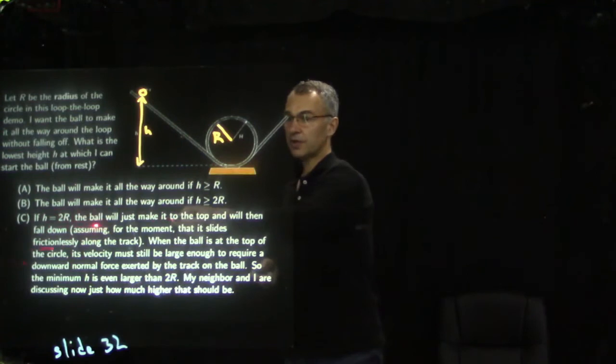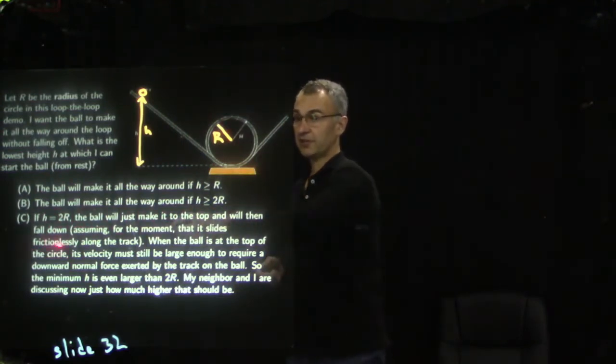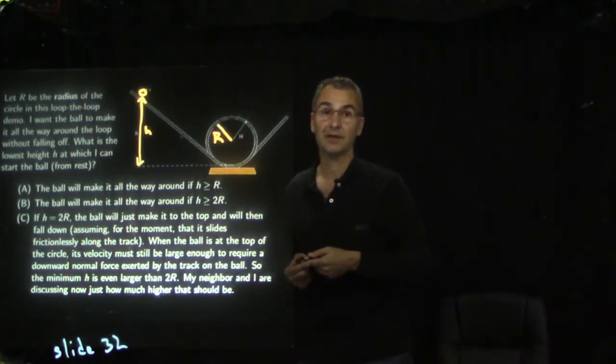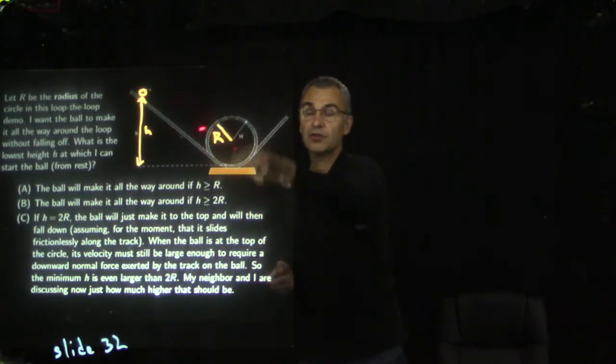If h equals 2r, the ball will just make it to the top and will then fall down, assuming for the moment that it slides frictionlessly along the track. That's another complication. It might turn out that it rolls without slipping. Let's just assume for the moment that it slides frictionlessly along the track.